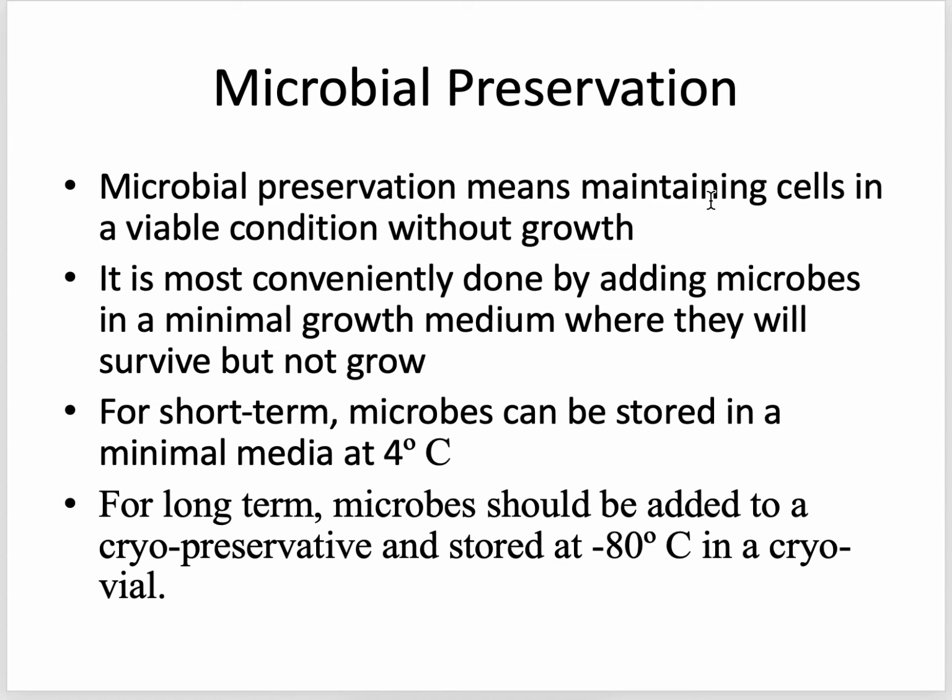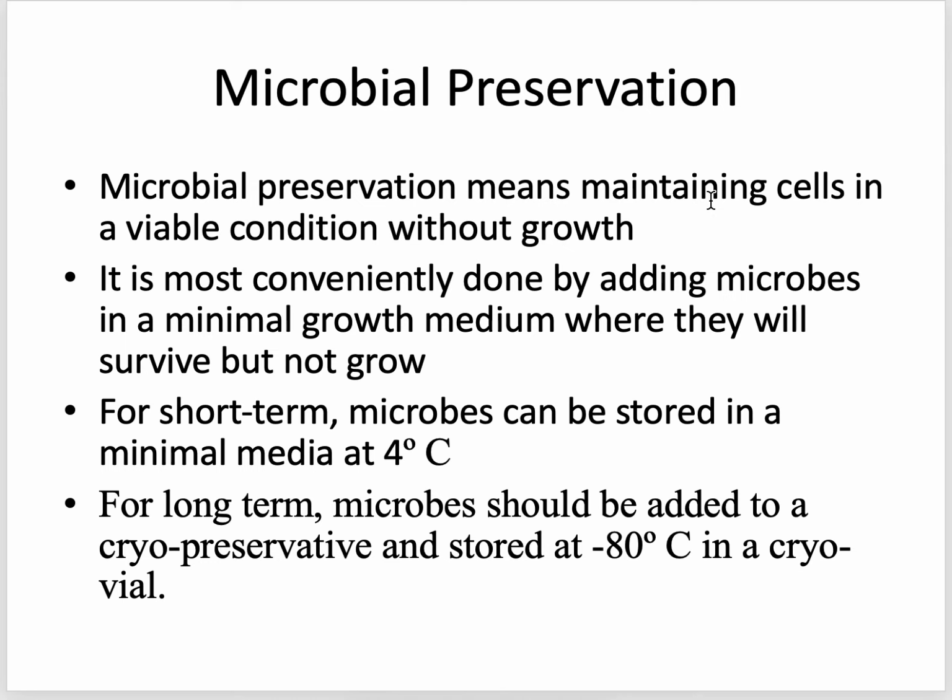There are different methods by which we can preserve bacteria, but the most frequent method is to use cold temperature. If we keep bacteria at cold temperature, usually their cell growth stops. They cannot multiply at cold temperature. But how cold should we go? It depends. If you want to preserve microbes for a short time, you can use 4 degrees Celsius. If you store your microbial or bacterial culture at 4 degrees Celsius, they will not multiply.